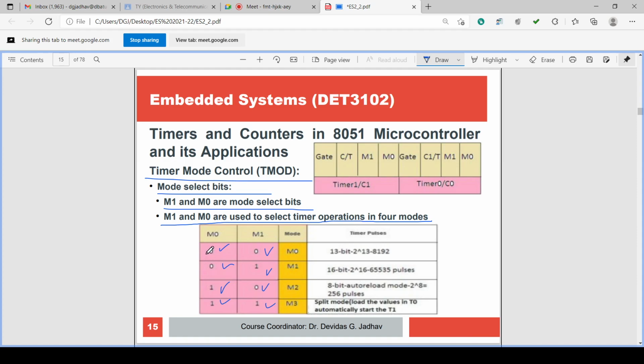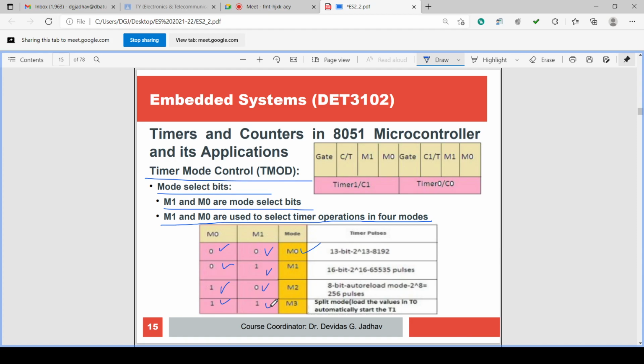If M0 is 0 and M1 is 0, it is called mode M0. So that mode is also given the name M0, M1, M2, M3 or mode 0, mode 1, mode 2, mode 3. M0, M1 are 00, mode is 0. M0 and M1 01, mode is 1. M0 is 1 and M1 is 0, mode is 2. M0 is 1, M1 is 1, mode is 3.